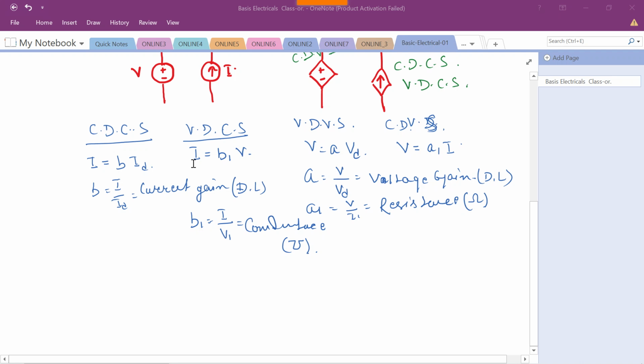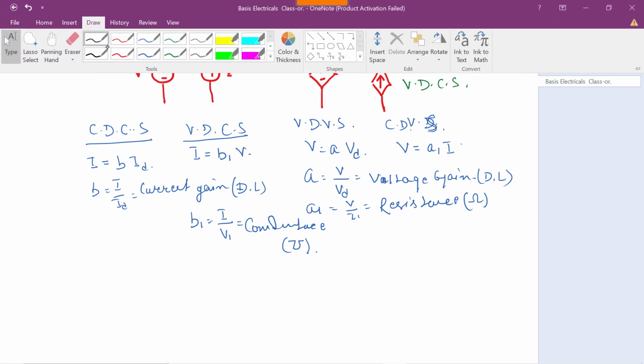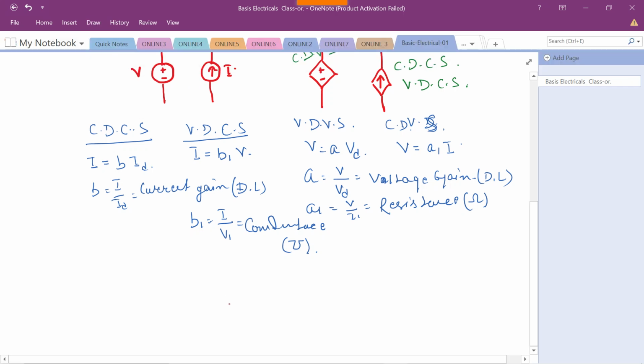This is the second class of basic electrical. In this class we discuss the parameters of basic electrical engineering. The circuit of electrical engineering is made by the sources and parameters.